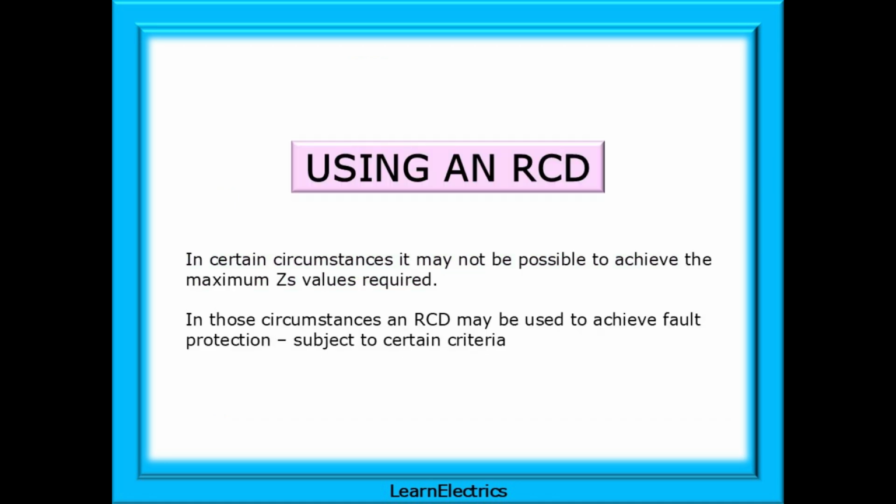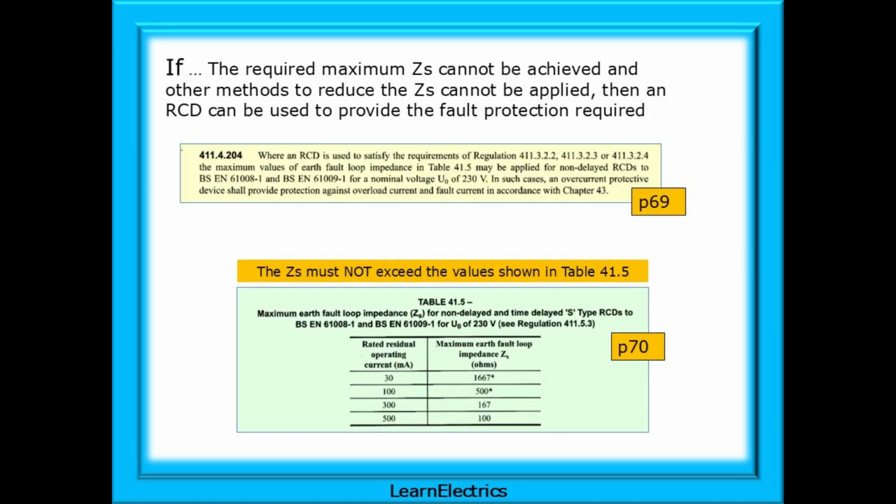In certain circumstances, it may not be possible to achieve the maximum ZS values required. In those circumstances, an RCD may be used to achieve fault protection, subject to certain criteria, and this happens most often in TT installations. If the required maximum ZS cannot be achieved and other methods to reduce the ZS cannot be applied, then an RCD can be used to provide the fault protection required, but the ZS must not exceed the values shown in table 41.5 on page 70.